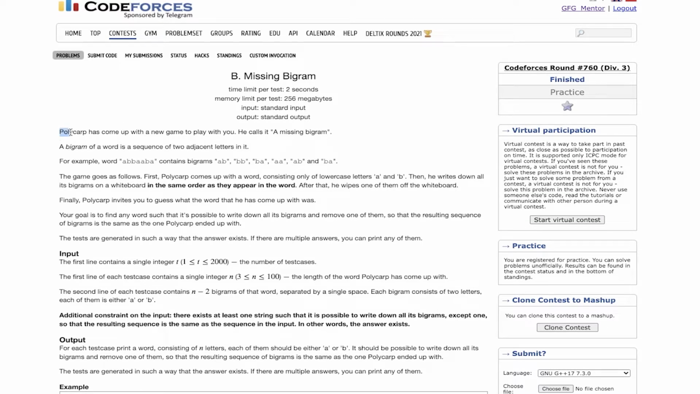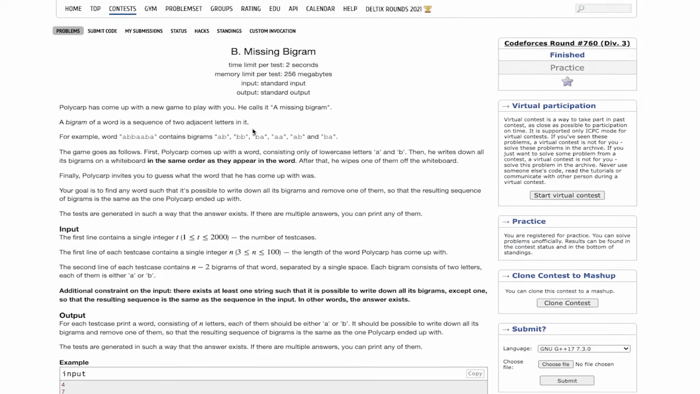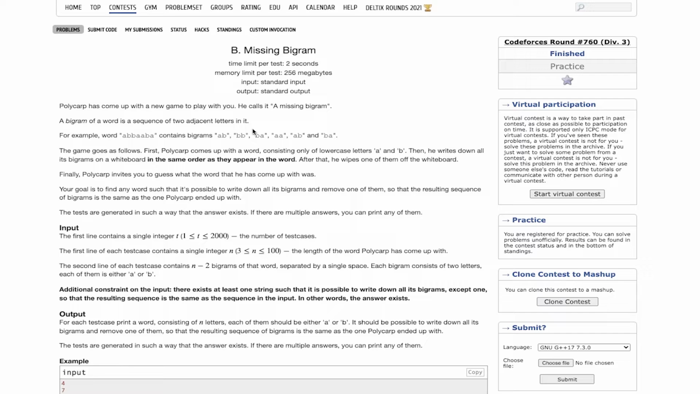So in this question, we are given that Polycarp has come up with a new game to play with you. He called this game a missing bigram. Now let's see the definition of a bigram. A bigram of a word is a sequence of two adjacent letters in it. So basically a bigram is a two adjacent letter sequence in that word.